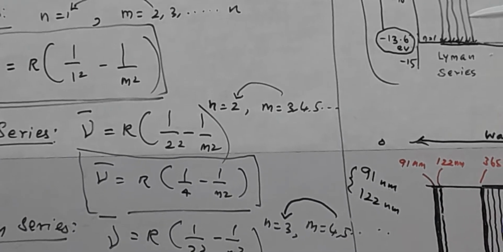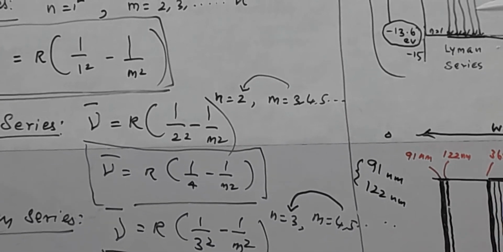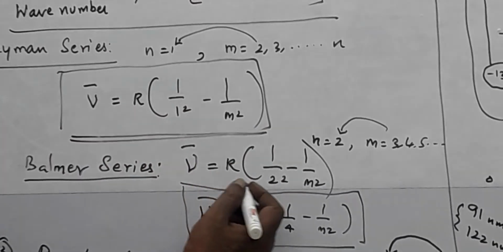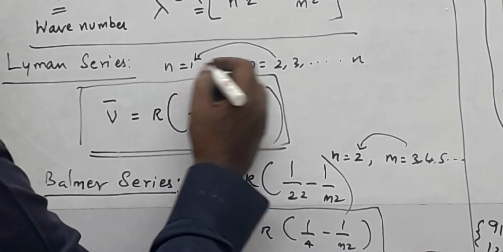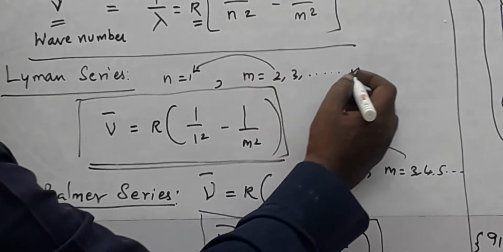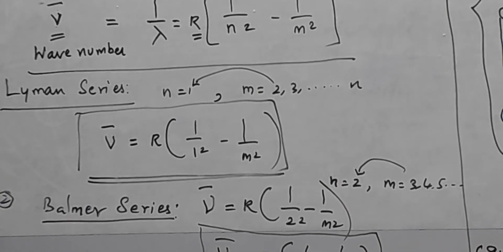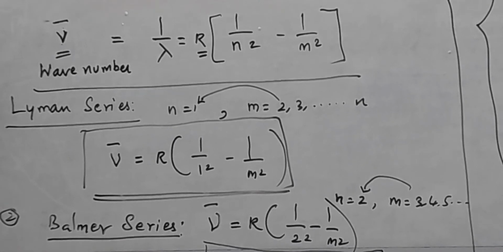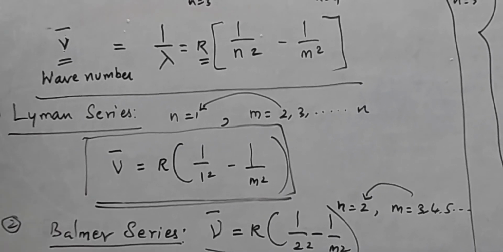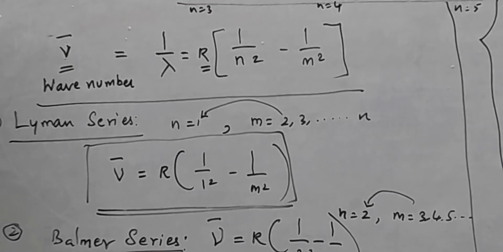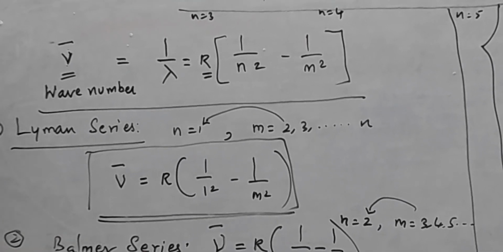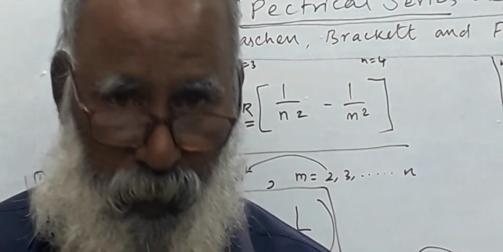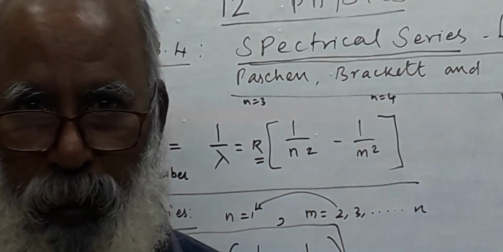What is the equation of the Lyman spectral series? Nu bar equal to R into 1 by 1 square minus 1 by m square. Here n equal to 1 and m equal to 2, 3, and so on. This is the equation for the spectral series of Lyman for wave number nu bar. This is the method to understand the concept clearly. I hope you understand the concept clearly, and it is a very important question for your annual examination.